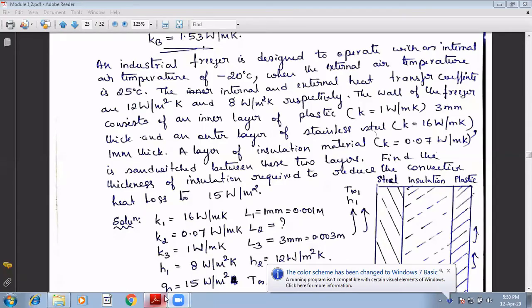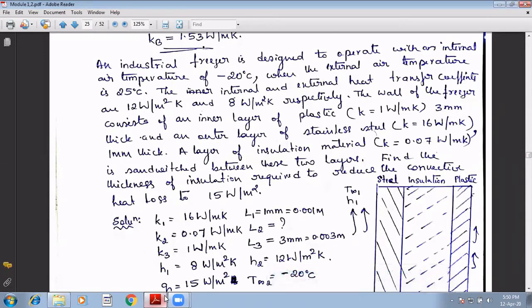In the last class, we have discussed some of the numericals pertaining to composite wall. So in today's class, we will solve some more problems related to the composite wall again, but different criteria. Now let us consider this problem.